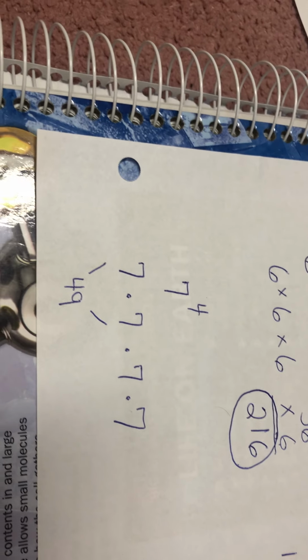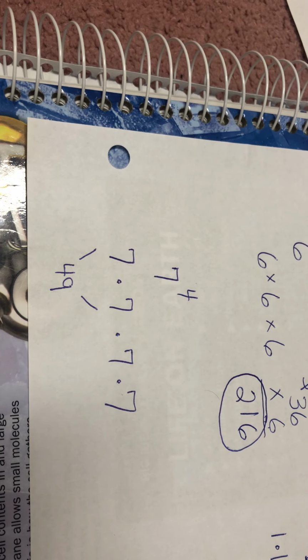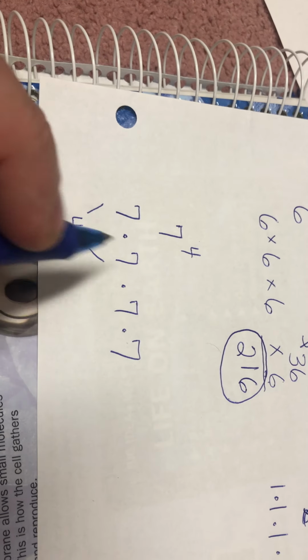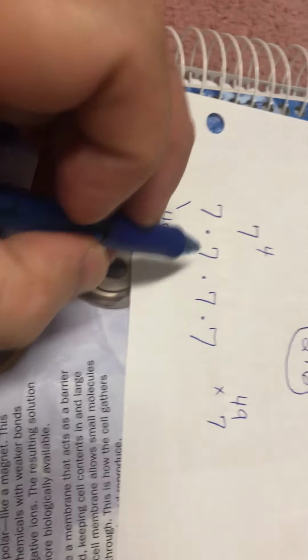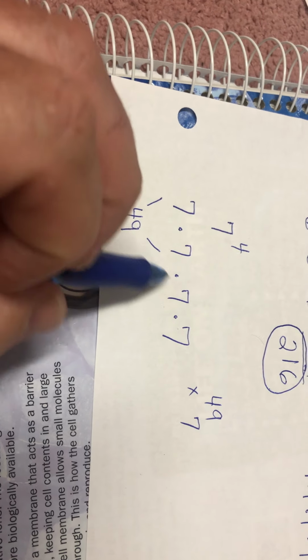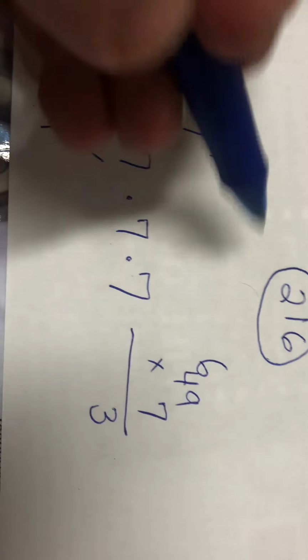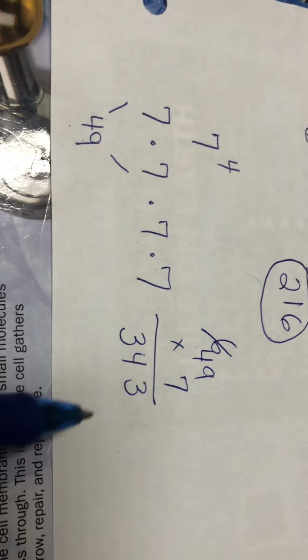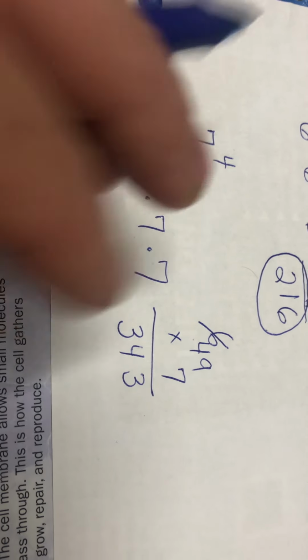And if you want to write it down to help keep you organized, that's fine. So 7 times 7 is 49. Now, if I wanted to, I could then do 49 times 7, because 7 times 7 is 49. So I come up here. 49 times 7, 7 times 9 is 63. Put the 3 down, carry the 6. 7 times 4 is 28, plus the 6 is 34. So I get 343. Then I can take that 343 and times that by 7.